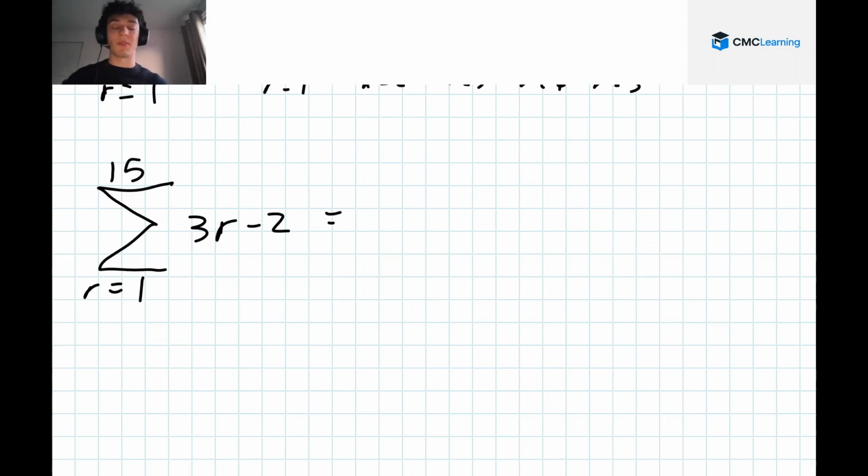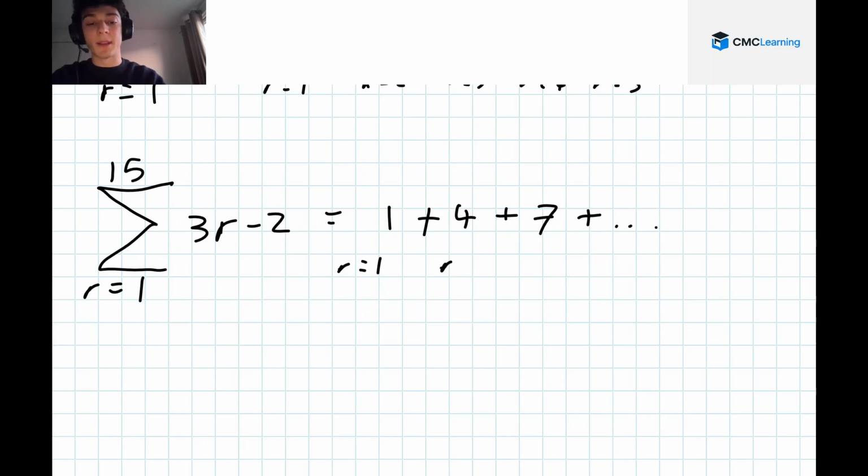So again, let's write out the first few terms and see what we get. When r is equal to 1, the first term would be 3 minus 2. We just get 1. When r is equal to 2, we get 3 multiplied by 2, so 6 minus 2 gives us 4. When r is equal to 3, we have 3 multiplied by 3, 9. 9 minus 2 is 7. And so on and so forth. We can index these terms as such, just like we did above.